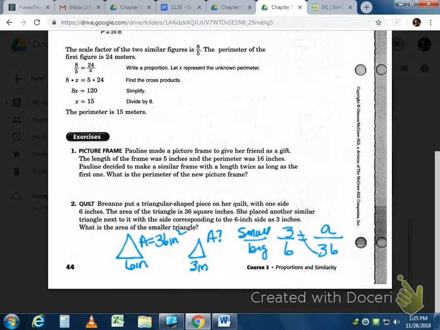3 over 6, and we've got 36 over A. Okay, 3 over 6, and then we're going to go A over 36. We're going to cross. I'm going to run out of room below, so I'm going to come up here. I'm going to go 3 times 36 equals 6 times A.